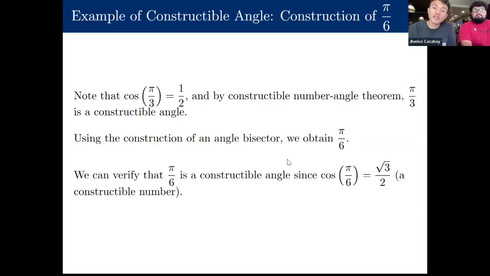In order to verify that pi over 6 is a constructible angle, we can use the constructible number angle theorem and take cosine of pi over 6, which gives us square root of 3 over 2. We just showed that cosine pi over 3 is equal to 1 over 2, which is a constructible number. And so we have square root of 3 times 1 over 2 equal to square root of 3 over 2, and we know both of those are constructible numbers, so the product of those two numbers will also be a constructible number. So we have that pi over 6 is indeed a constructible angle.